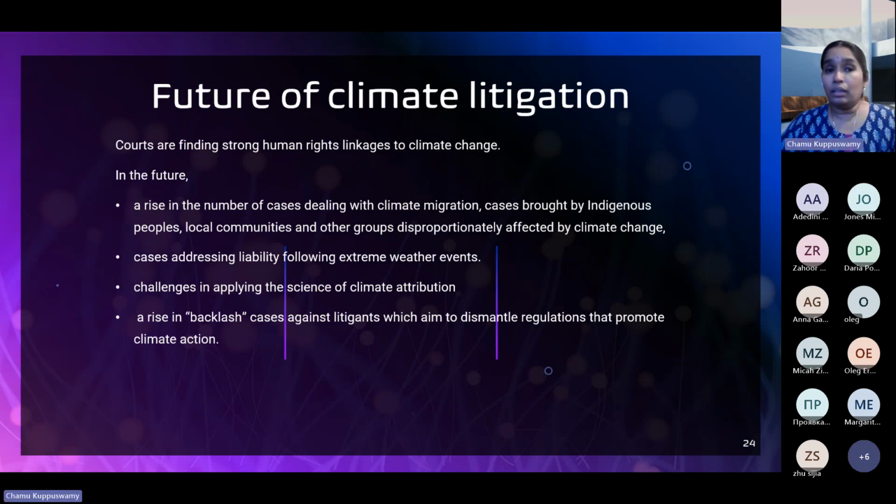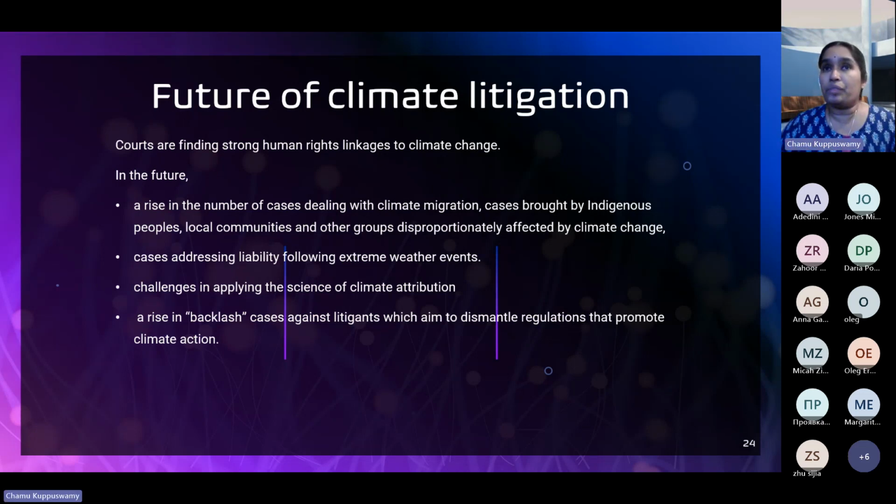There would be more cases dealing with climate migration, cases that are brought by Indigenous peoples, local communities, and others affected disproportionately by climate change. Cases addressing liability following extreme weather events, so loss and damage. Challenges in applying the science of climate attribution.